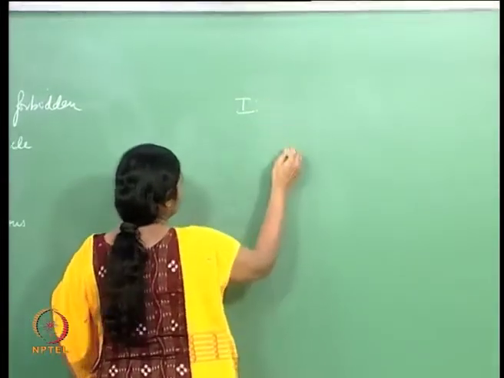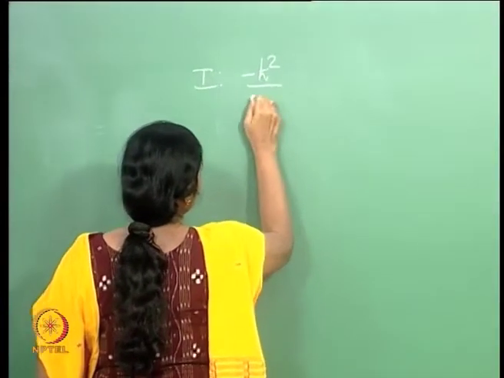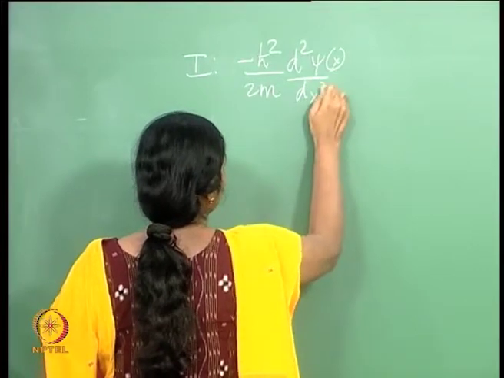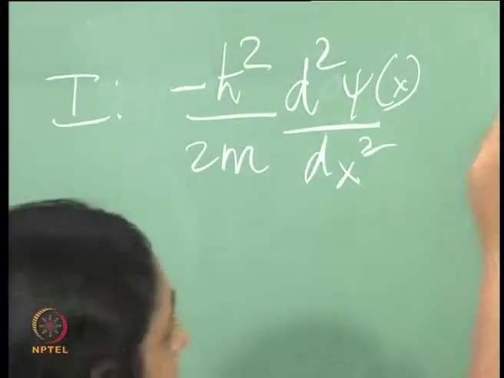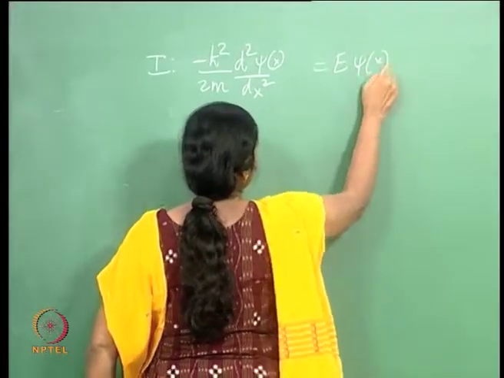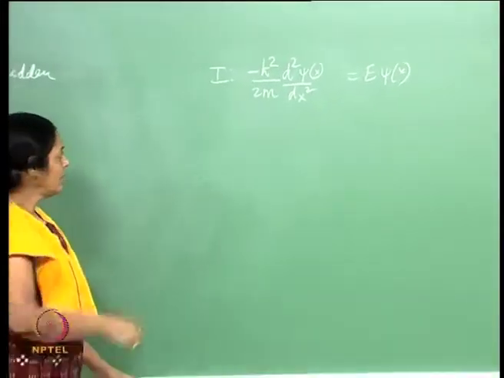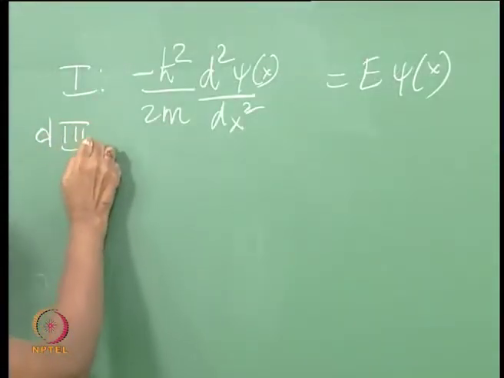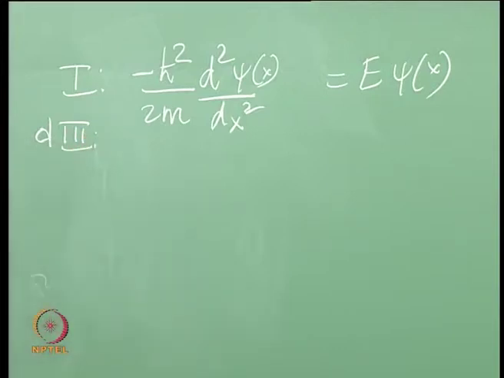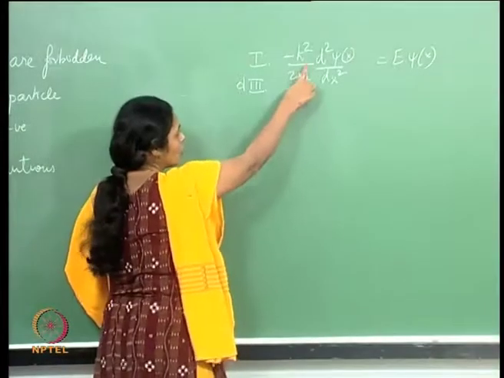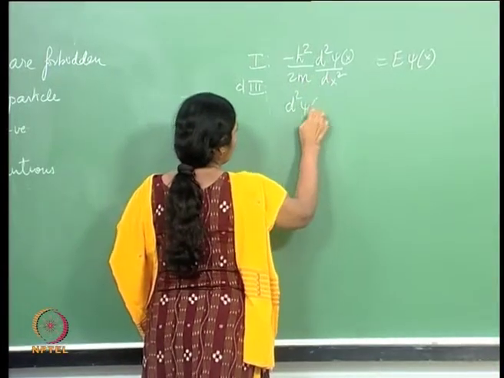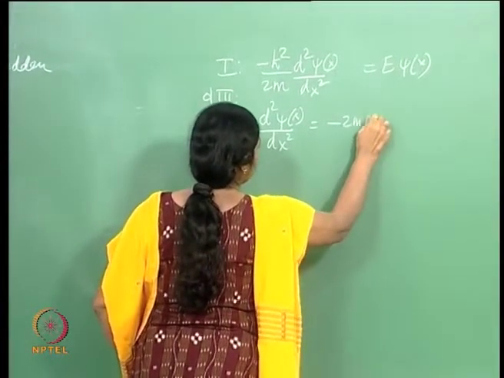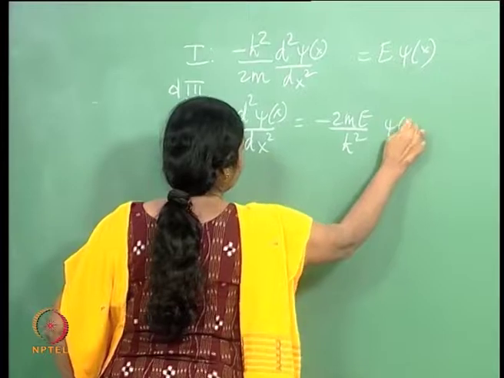In region 1, I have minus h cross squared by 2m d2 psi of x by dx squared, no potential, is E psi of x. The same equation holds in region 3 as well. Of course, it is good to make the equation look less clumsy, and therefore I can write d2 psi of x by dx squared is minus 2m E by h cross squared psi of x.